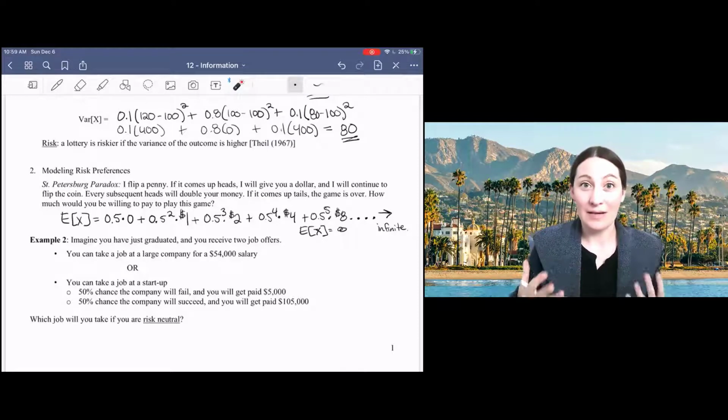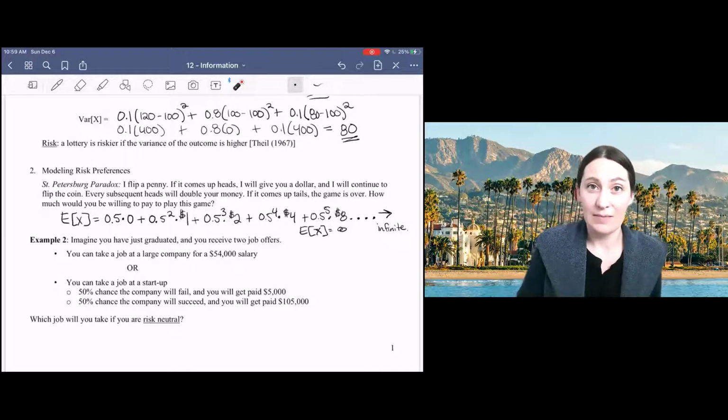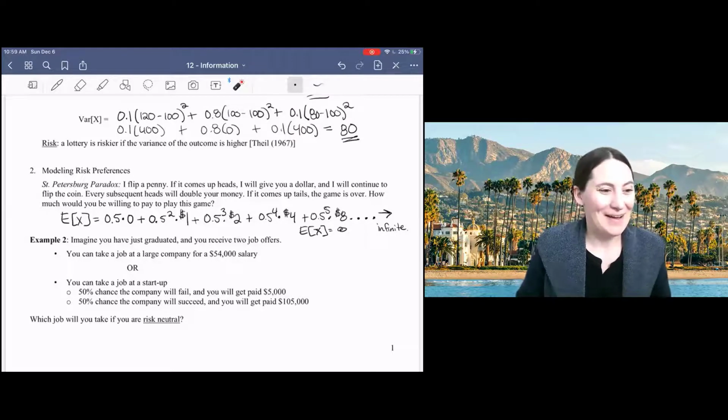So now that we understand the importance of risk in decision making, we're ready to incorporate risk into the model of consumer decision making that we've already developed, our model of utility maximization. So here we have a choice between two jobs. A job that pays you $54,000 a year with certainty, and a job that has a more uncertain salary. 50% chance you'll earn $5,000 and 50% chance you'll earn $105,000.